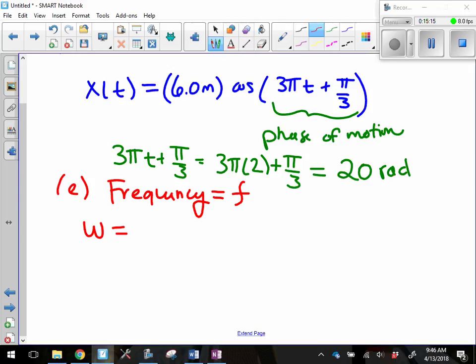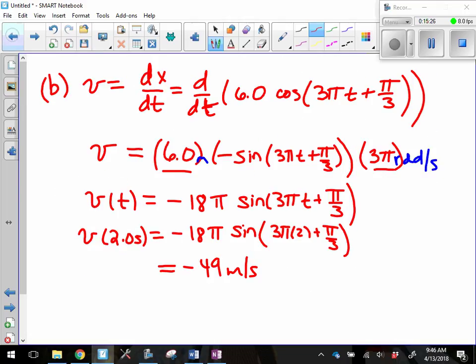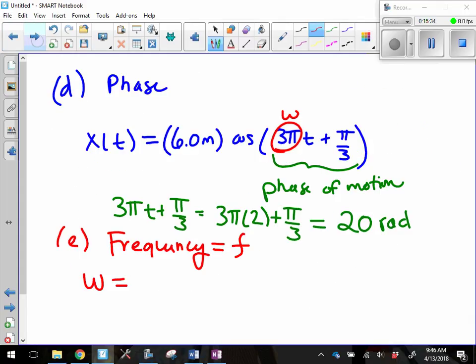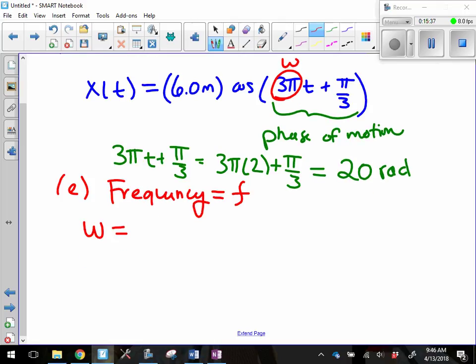No, this is just omega. Okay, if we compare it back to our original general equation here, the thing that's in front of the t is the omega. So we know that omega is going to be 3 pi radians per second. But how do I get from there to the frequency?